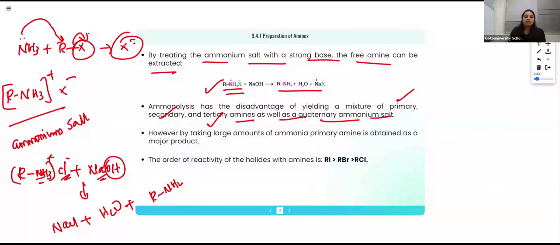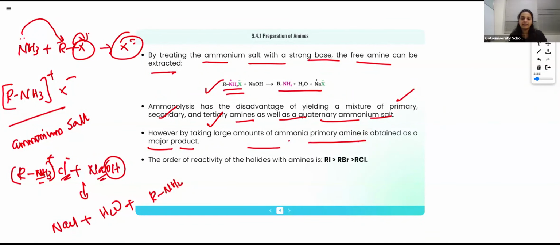Okay. Now, by taking a large amount of ammonia, primary amine is obtained as a major product. Important. If you are taking a large amount of ammonia, the major product will be primary amine. If you are taking more ammonia for this reaction, the other products will also form, but the major product will be primary amine.